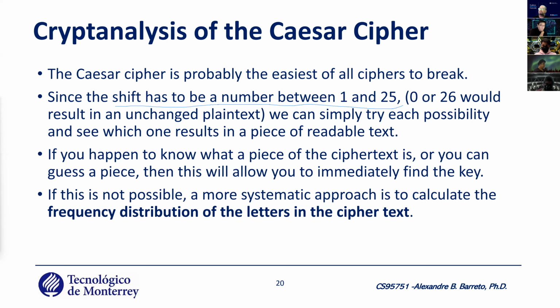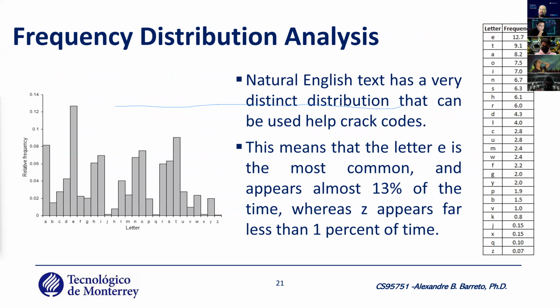The idea of cryptanalyzing the Caesar cipher is to apply the frequency distribution. For example, in natural English, you have different frequencies of letters. For example, the E, 12%, close to 30% of the letters in a book or in the text is the letter E. The second one is the letter T, and the least frequent is the letter Z. You can see this table here. Here you have an E, here you have a T, and the other letters.